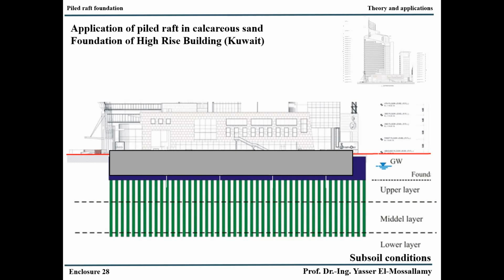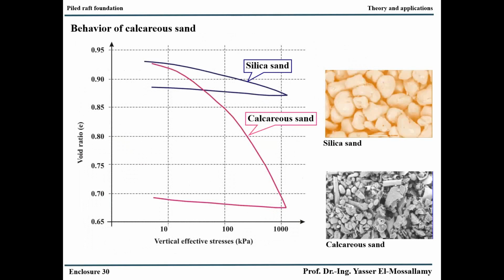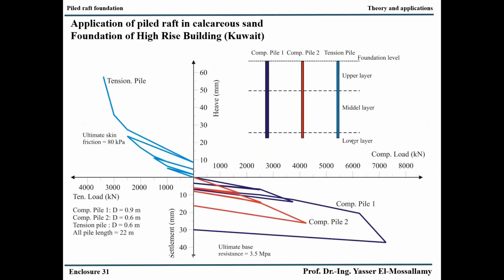And when they came to us, we saw this huge number of piles, and we said we can optimize the solution considering the pile number, the pile length, and the pile diameter. The soil in Kuwait is not silica sand, it is calcareous sand. And calcareous sand has nothing to do with sand except the size, but it is actually a carbonate material. And therefore, we started to understand the performance of this material in tests and also in large pilot tests on the site.